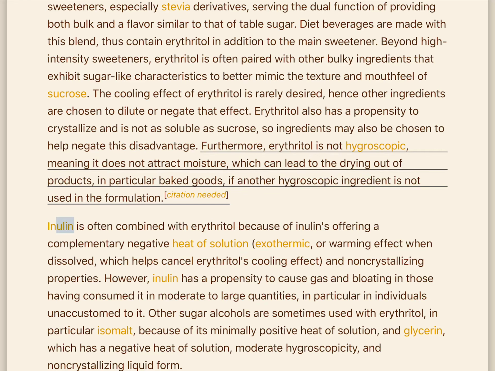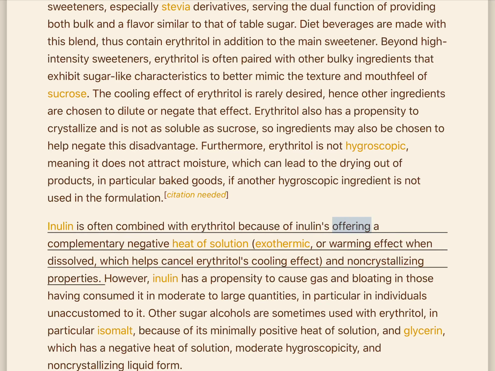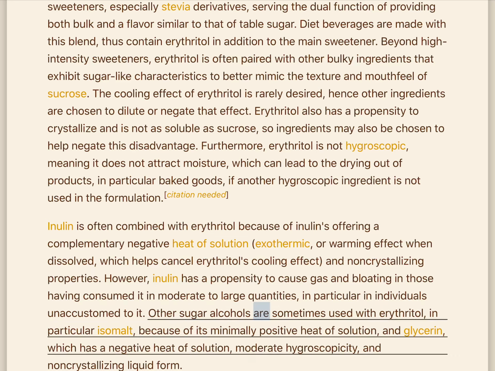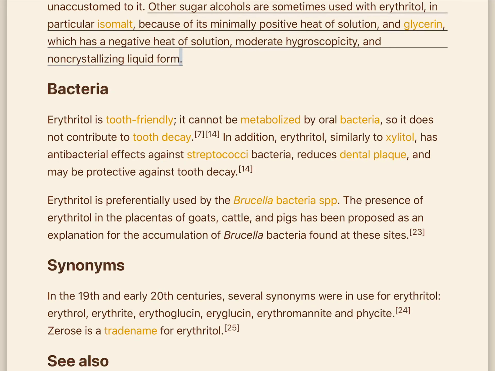Inulin is often combined with erythritol because of inulin's complementary negative heat of solution, exothermic, or warming effect when dissolved, which helps cancel erythritol's cooling effect and non-crystallizing properties. However, inulin has a propensity to cause gas and bloating in those having consumed it in moderate to large quantities, in particular in individuals unaccustomed to it. Other sugar alcohols are sometimes used with erythritol, in particular isomalt, because of its minimally positive heat of solution, and glycerin, which has a negative heat of solution, moderate hygroscopicity, and non-crystallizing liquid form.